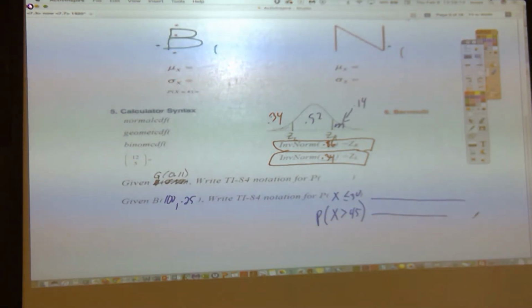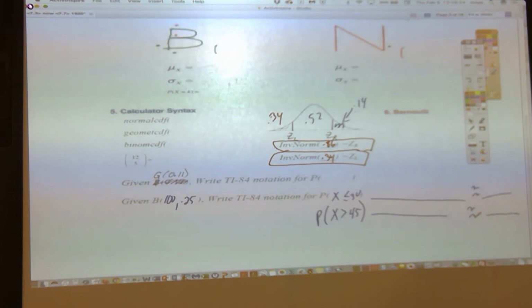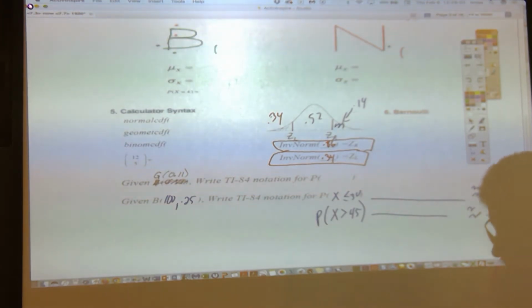Oh, and by the way, type them in and write out your 3 decimal approximation. 3 or 4 decimals. So this time, type it in.